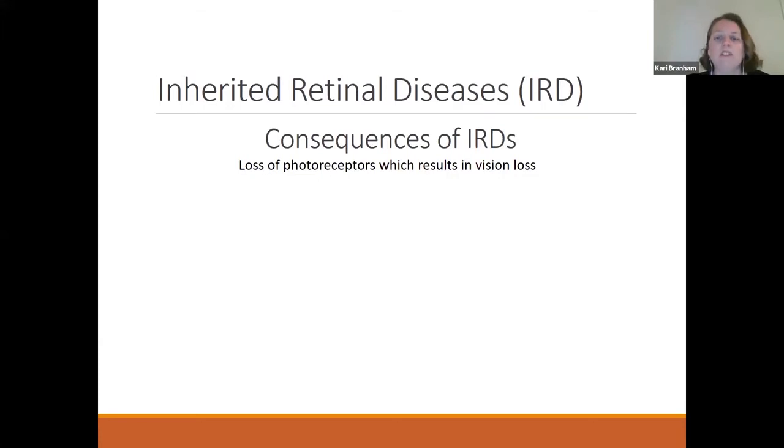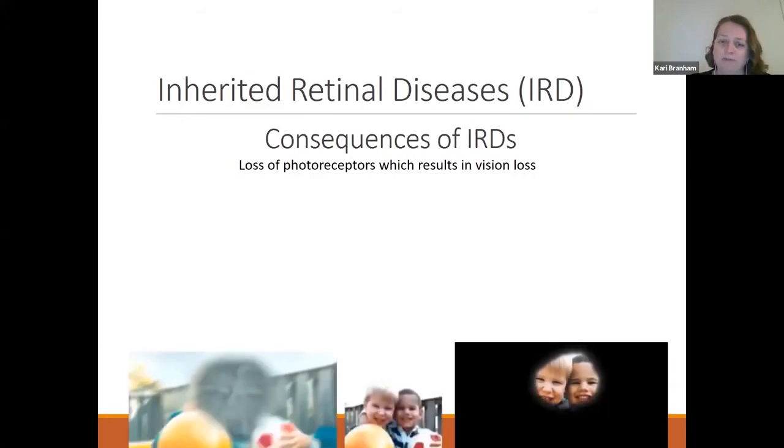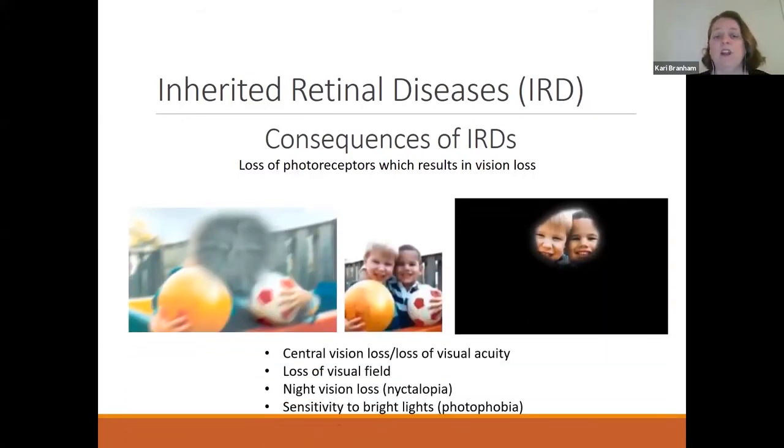If we look at all of the diseases as a whole, the consequence of all these IRDs is a loss of photoreceptors, which causes vision loss. And that can mean different things for different people. In some people who are affected with an IRD, you may have a loss of central vision. In some other people, it may be a loss of side vision. Other people may have night vision problems. Other people might have sensitivity to bright lights. But really all of this is because of a loss of the photoreceptor cells that causes vision loss. So that's a commonality for the whole group.